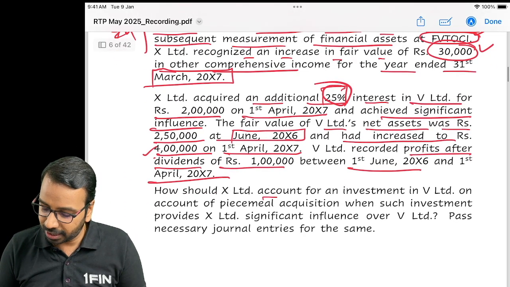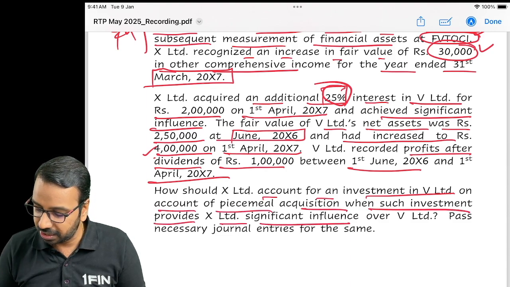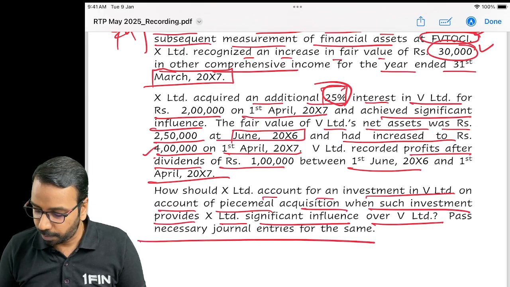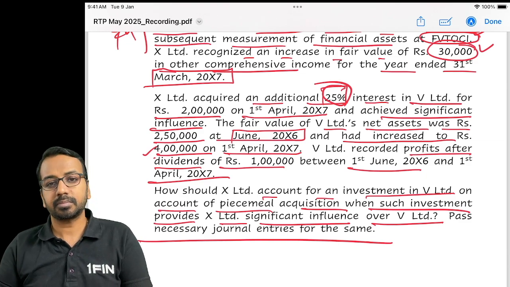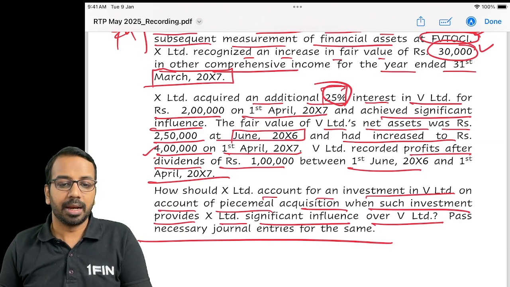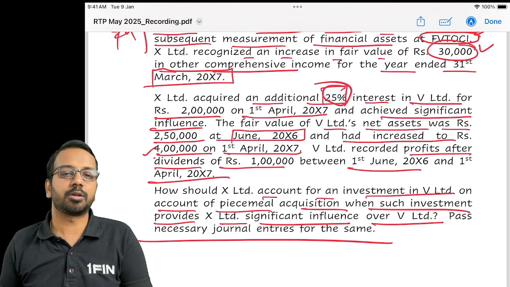How should X Limited account for an investment in V Limited on account of piecemeal acquisition when such investment provides X Limited significant influence over V Limited? Pass necessary journal entries for the same. Now here what we need to understand is, first thing, it's a piecemeal acquisition. Now Ind AS 28, when we learned about it, does not give specific guidance on piecemeal acquisition.